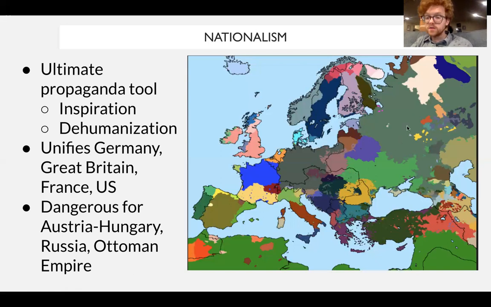Nationalism is also dangerous for the Russians, as you might imagine. Look here, you have all of these different ethnic groups that don't want to be a part of Russia. You've got Polish people, Estonians, Latvians, Finnish people.